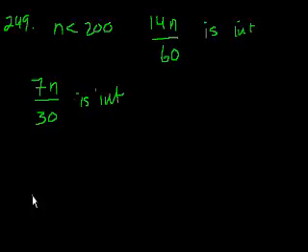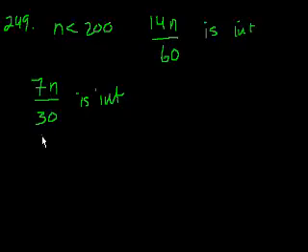Well, multiplying by 7 doesn't make it any easier to be divisible by 30, right? Because 7 and 30 share no common factors. 14 and 60 did too, but we got rid of it. So you have 7 and 30. So n has to be divisible by 30, right? n has to be divisible by 30 for this to be an integer.